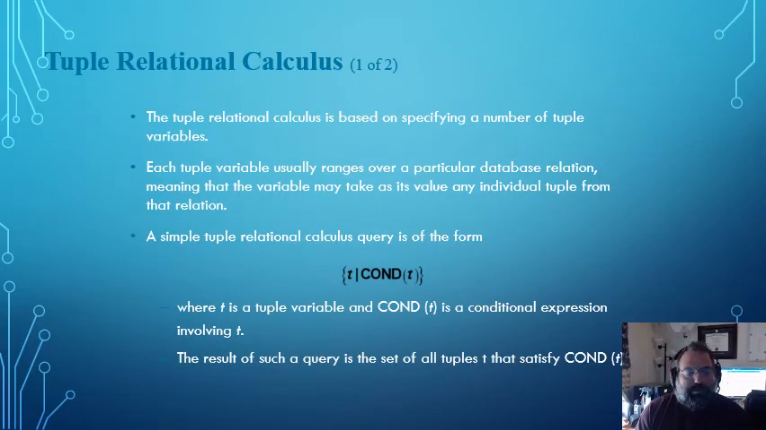The tuple relational calculus is based on specifying a number of tuple variables. Each tuple variable usually ranges over a particular database relation, meaning that the variable may take as its value any individual tuple from that relation. A simple tuple relational calculus query is of the form {t | COND(t)}, where t is a tuple variable and COND(t) is a conditional expression involving t. The result of such a query is the set of all tuples t that satisfy COND(t).